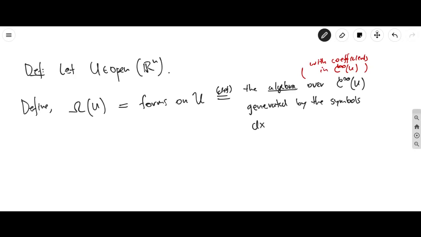And we're going to call the symbols dx1, dx2, dxn. So there's going to be n symbols. The amount of symbols that you have has to match the dimension of the Euclidean space. Okay, so this number is not arbitrary. It's based on the Euclidean space dimension. So it's generated by these symbols.